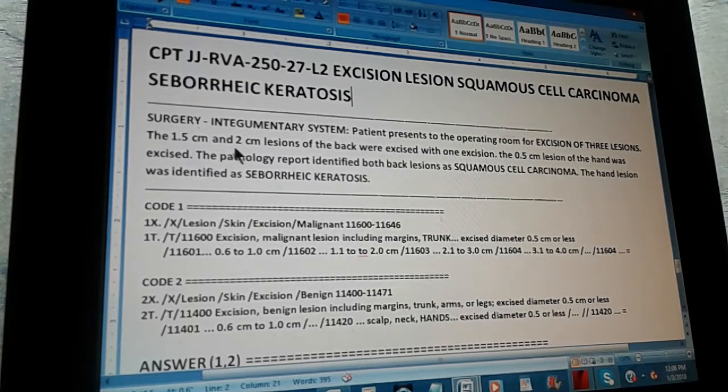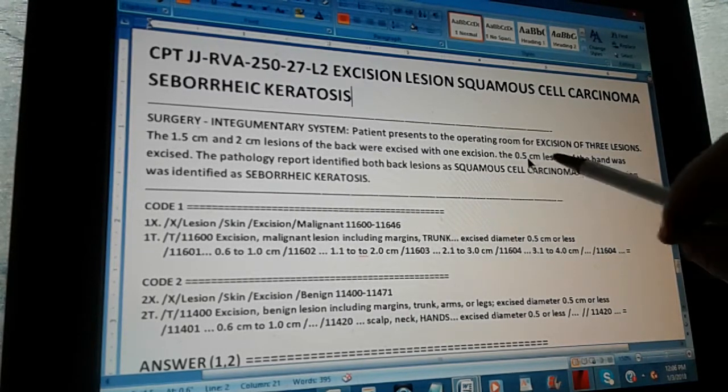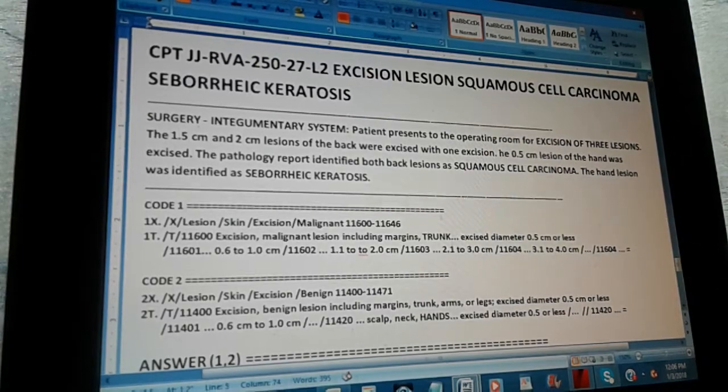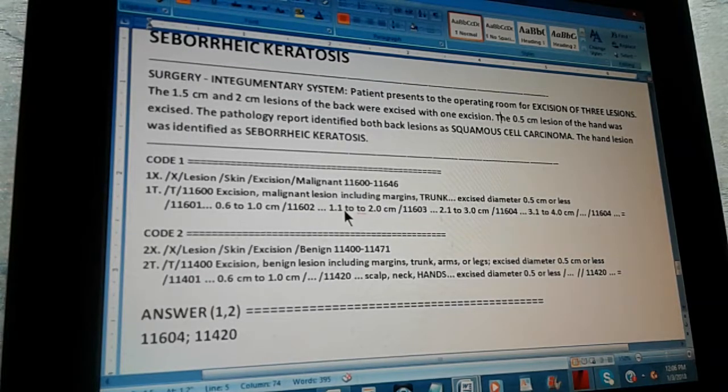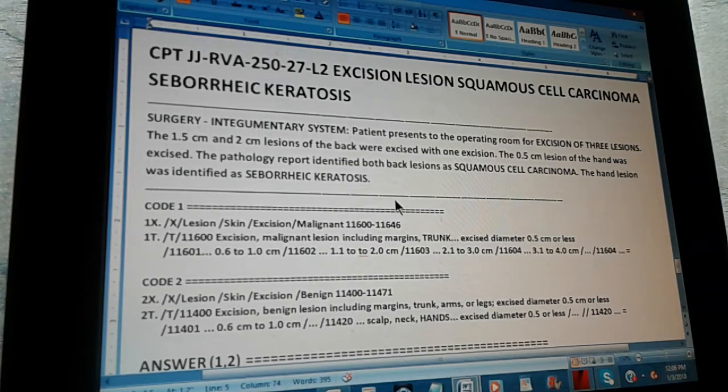The 1.5 centimeter and 2 centimeter lesions of the back were excised with one excision. Capital here, please. The 0.5 centimeter lesion of the hand was excised. The pathology report identified both back lesions as squamous cell carcinoma, and the hand lesion was identified as seborrheic keratosis. So there are 2 codes, one for the squamous cell carcinoma and another one for the seborrheic keratosis.